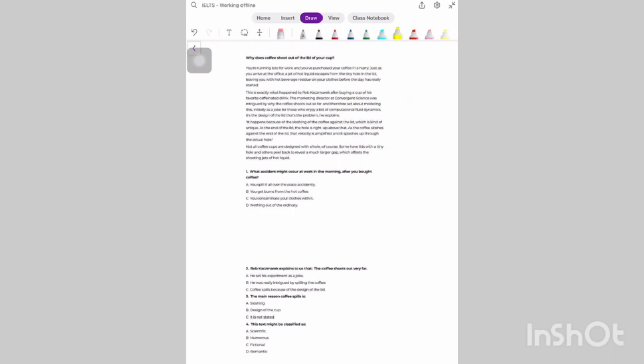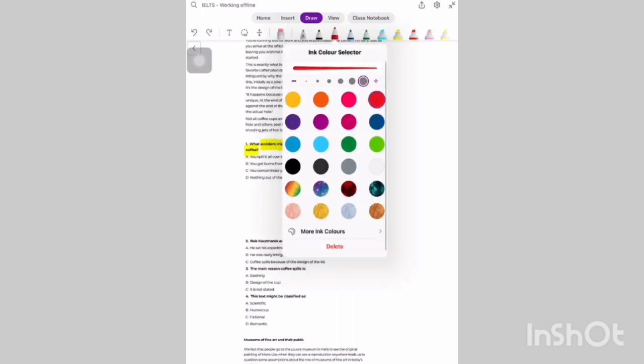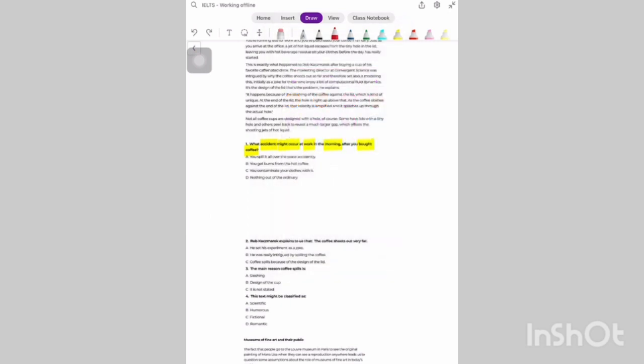The first question says, what accident might occur at work in the morning after you bought coffee? So my keywords are accident that might occur at work. This is a major keyword, in the morning after you bought coffee. I'm not reading the options.